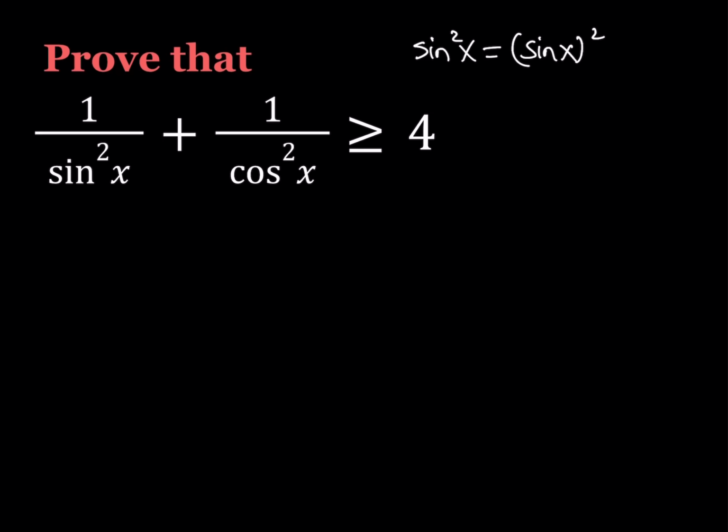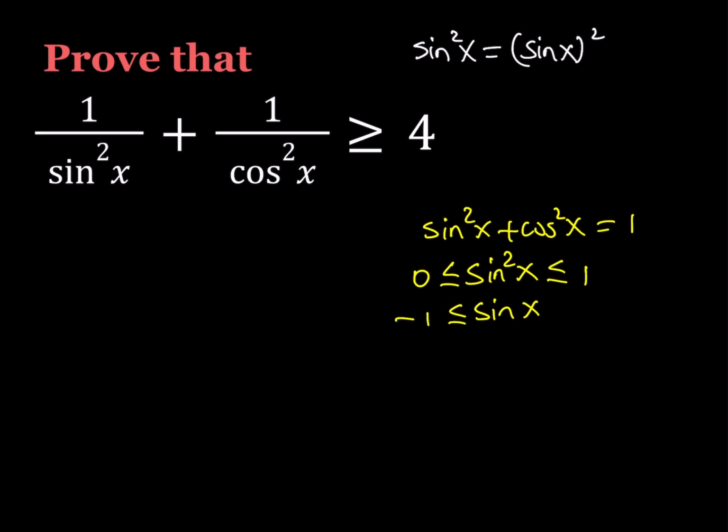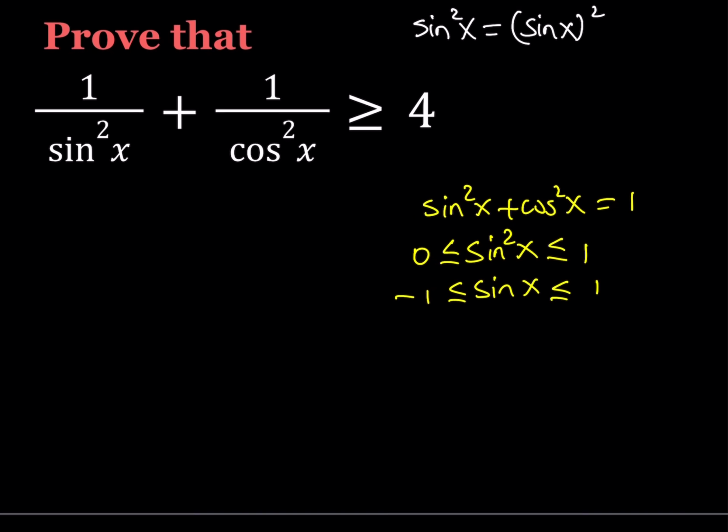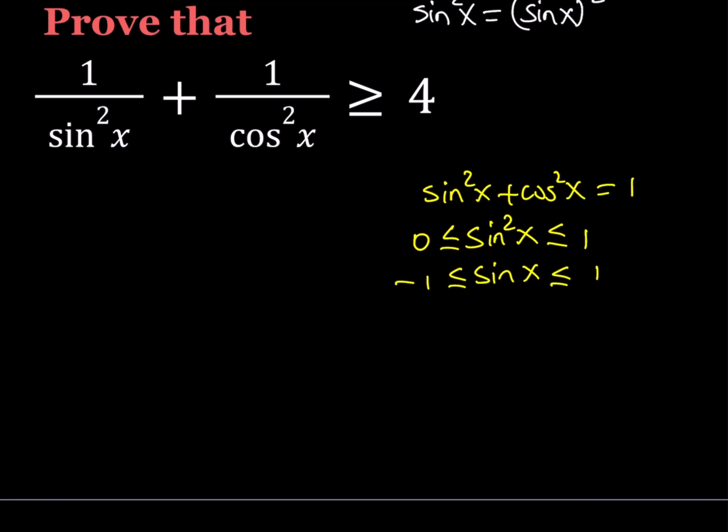Now, we're going to be using some properties, laws, rules, formulas. So let me go ahead and write them out. We're going to be using the fact that sine squared x plus cosine squared x is equal to 1. We're going to use the fact that sine squared x is between 0 and 1, because sine x is between -1 and +1. If you square that, it's going to become non-negative. And we're also going to be using the formula for sine 2x, which can be written as 2 sine x cosine x. So those are the tools that I'm going to be using to prove this inequality.